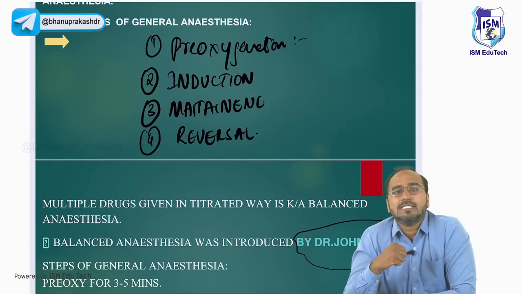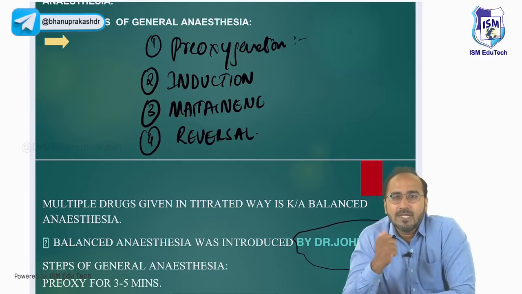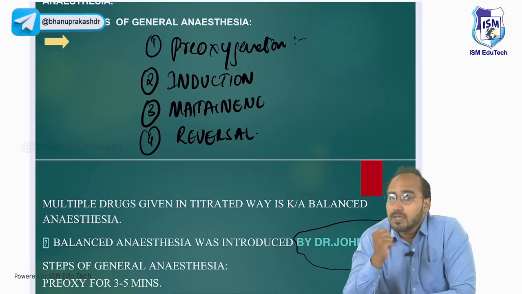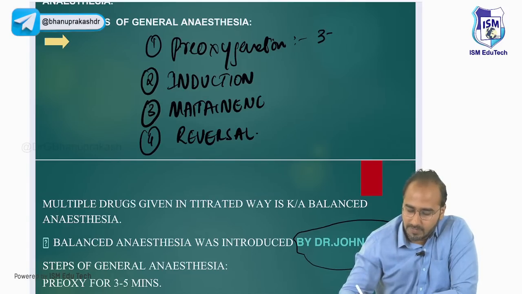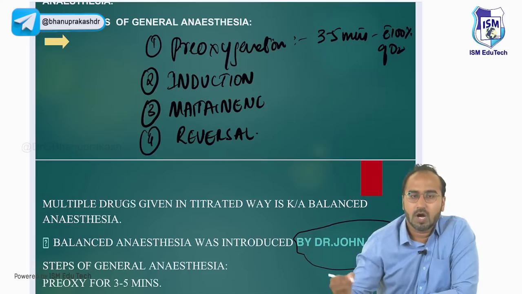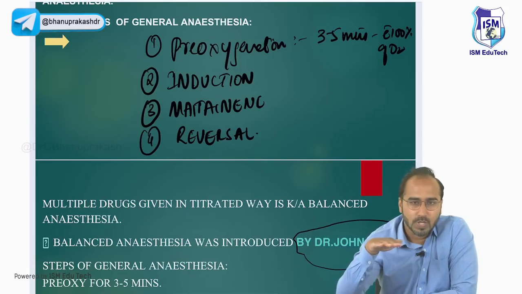When you are giving oxygen to the patient, for how many minutes do you have to pre-oxygenate? You have to pre-oxygenate the patient for at least 3 to 5 minutes. At least how many minutes, guys? 3 to 5 minutes with 100% oxygen. So that was the runway phase. After the runway phase comes the second phase of general anesthesia.